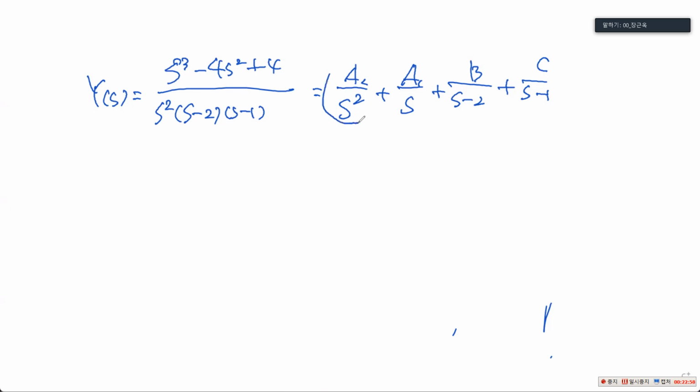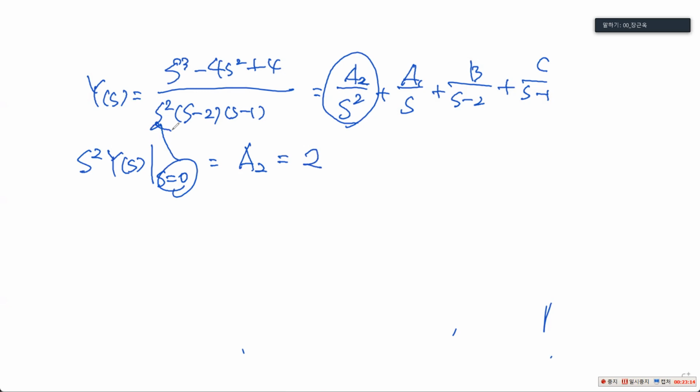first of all, to calculate A2, the thing we do is multiply by s squared Y(s), put s equal 0, then it gives A2 equal to, 여기다 0 넣으면 되는 거예요. 여기다가 0 넣으면 s 스퀘어 곱해서 그러면 한 번 넣어보면 it gives 2 이렇게 나오죠. Okay, A2 is 2. Then how can you calculate A1?